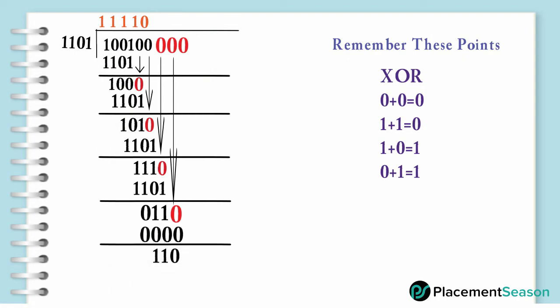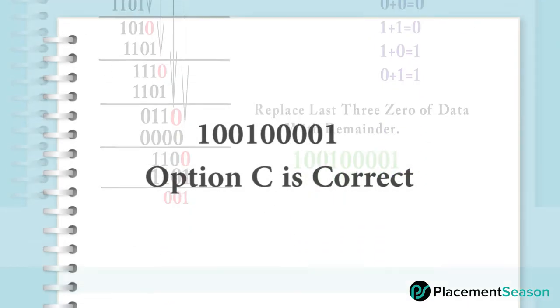You will get a remainder. Replace the last 3 bits of the data with this remainder. That will be your answer, so option C is correct.